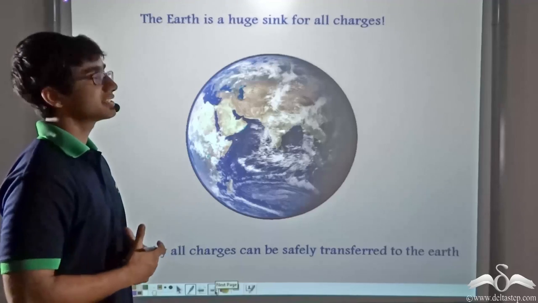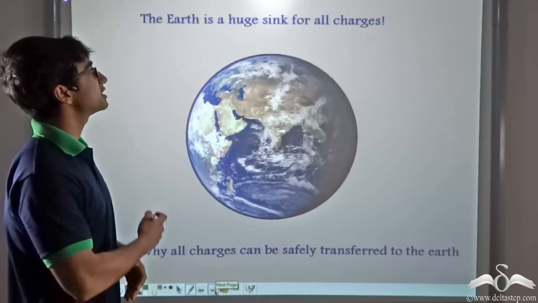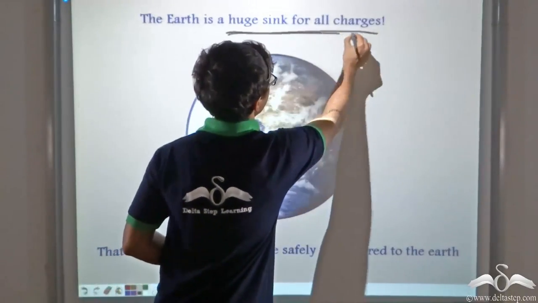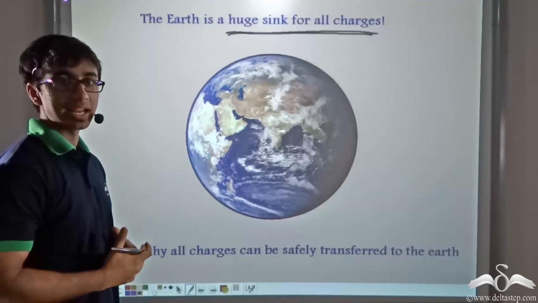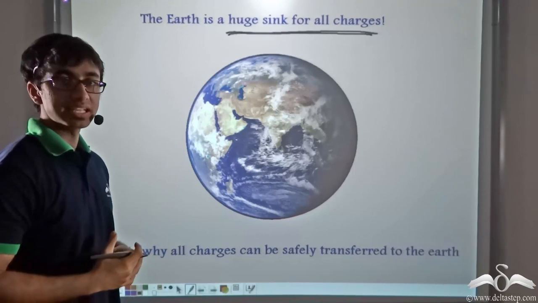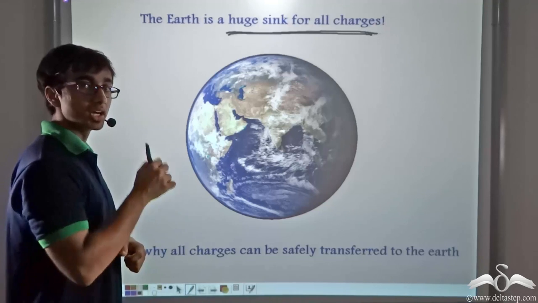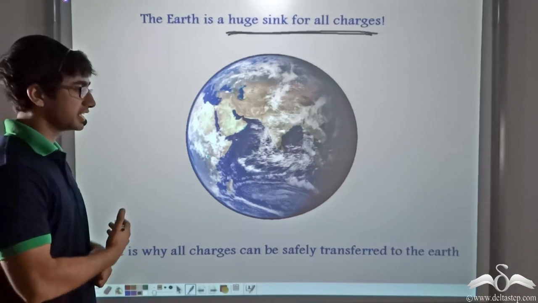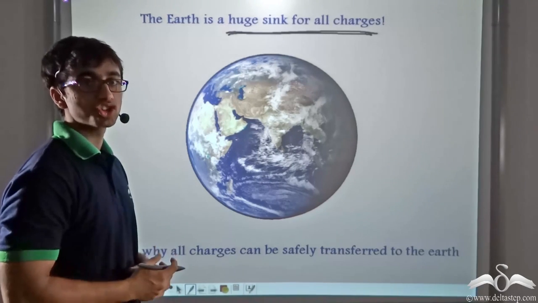Well, the lightning rod is actually directly dependent on the fact that the earth is a huge sink for all charges. It is because the earth is a huge sink that the lightning rod, after intercepting the lightning, is able to transfer the electrons from itself via the wire connected into the earth or ground. So, as all the charges are safely transferred to the earth, the lightning rod helps prevent damage caused due to lightning.